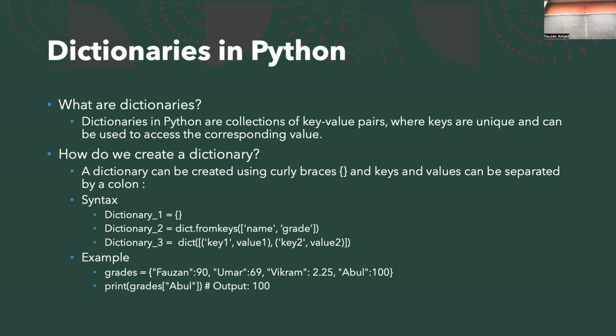This is the syntax. So dictionary 1 would be used with square brackets, and that's an empty dictionary. You can also create a dictionary just simply by keys, by using dict.fromkeys, name and grade, and that's a list. And then you could also do key value pairs straight from the get-go. And then you can add them as you go.